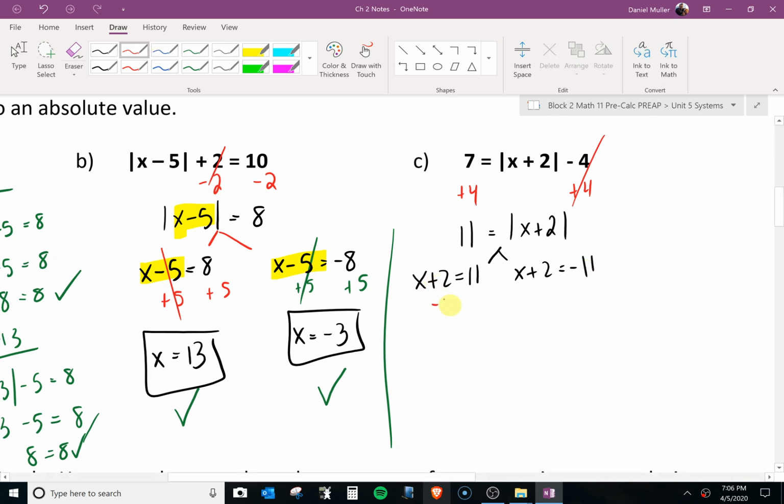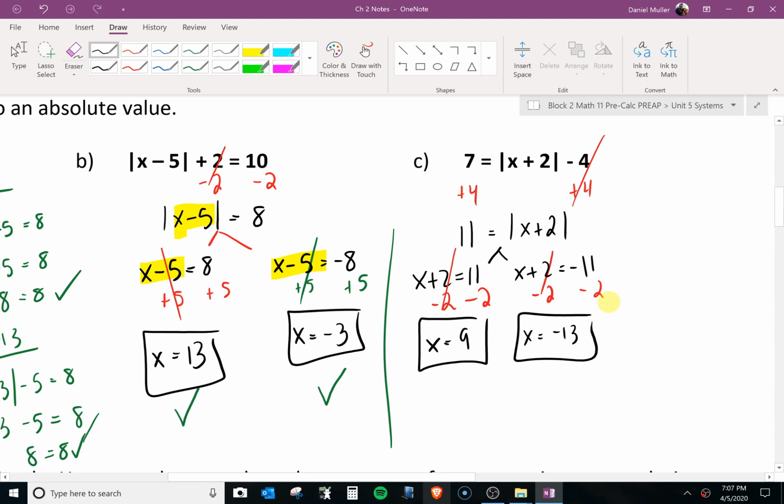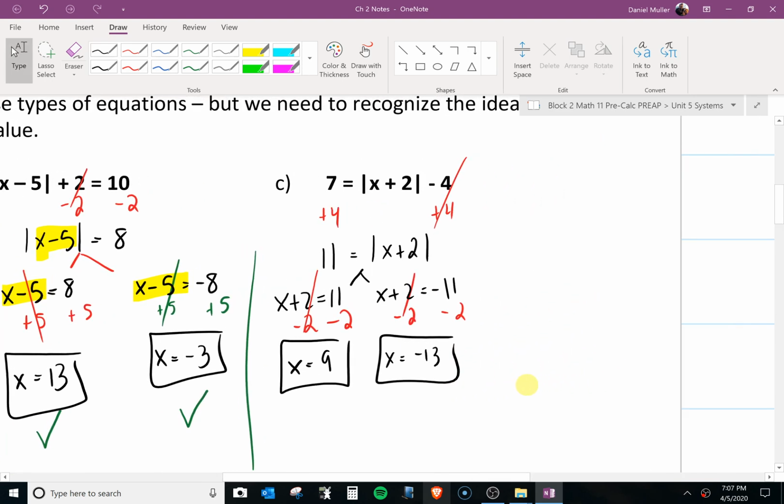Either way, I need to solve for x. I'm going to minus 2 and minus 2. X is equal to 11 minus 2, which is 9. Okay, so that's one of my answers, which I'll have to check. Here I'll minus 2 and minus 2. X is equal to negative 11 minus 2, which is negative 13. All right, so I have two possible answers.